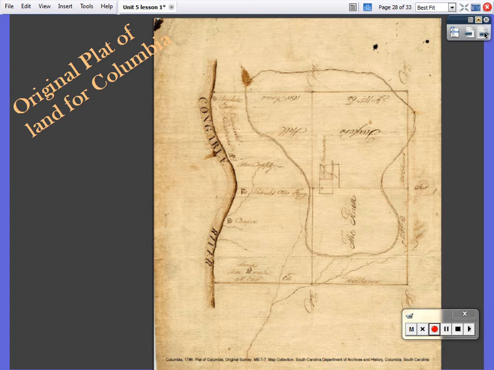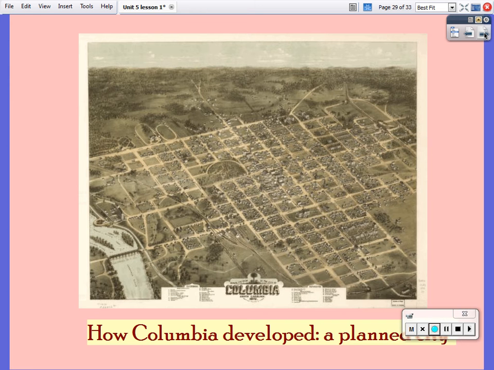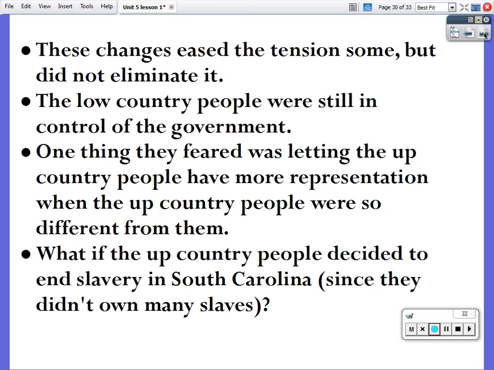We're going to talk about this original plat of the city of Columbia in class. You can see that it was literally drawn out, squaring off people's land. And then Columbia developed into a well-planned city with very straight roads and nice, neat squares.